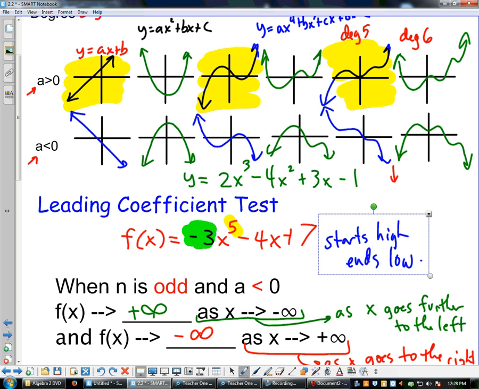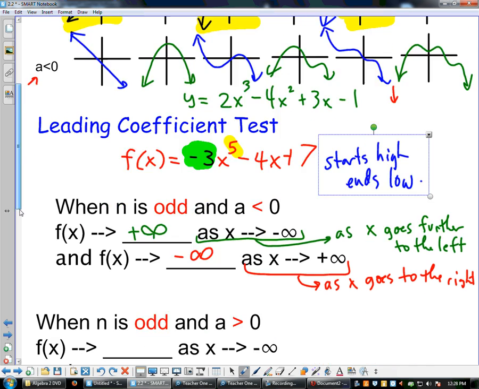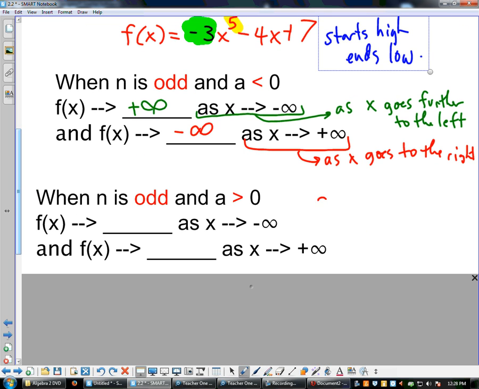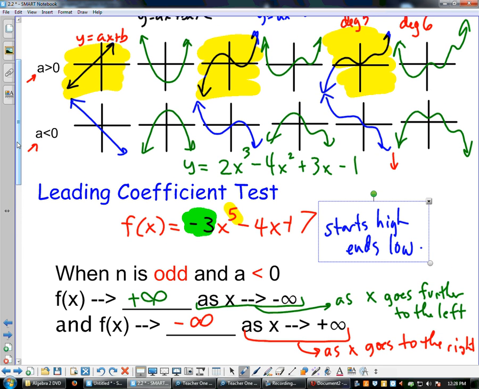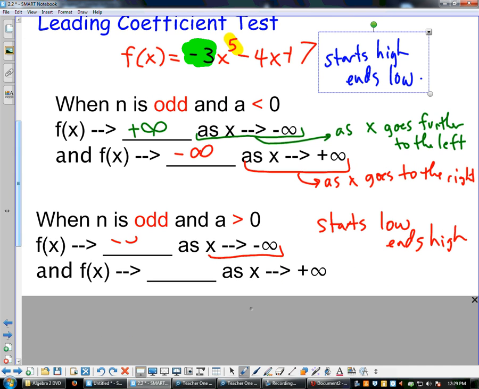They all start low and end high. So when you write that, I'm going to just jot that here. Starts low, ends high, right? But how are we going to answer this? As x approaches negative infinity means as we go further and further to the left, what's happening? They match. The infinities match. So as x goes to negative infinity, as we go further and further to the left, the function's going where? Down. So we're going to write f of x approaches negative infinity. Agreed?